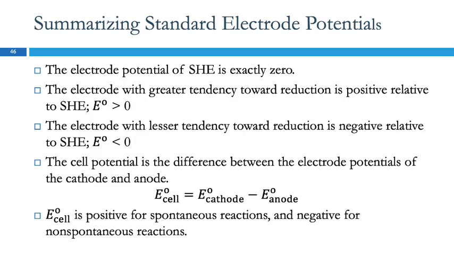Okay, so summary slide. Electrode potential of the standard hydrogen electrode is exactly 0 because we decided that. An electrode with greater tendency towards reduction is going to be positive relative to that. An electrode with lesser tendency towards reduction is going to be negative. The cell potential is the difference between the electrode potentials of the anode and the cathode. The standard cell potential is going to be positive for spontaneous reactions. It's negative for non-spontaneous reactions.